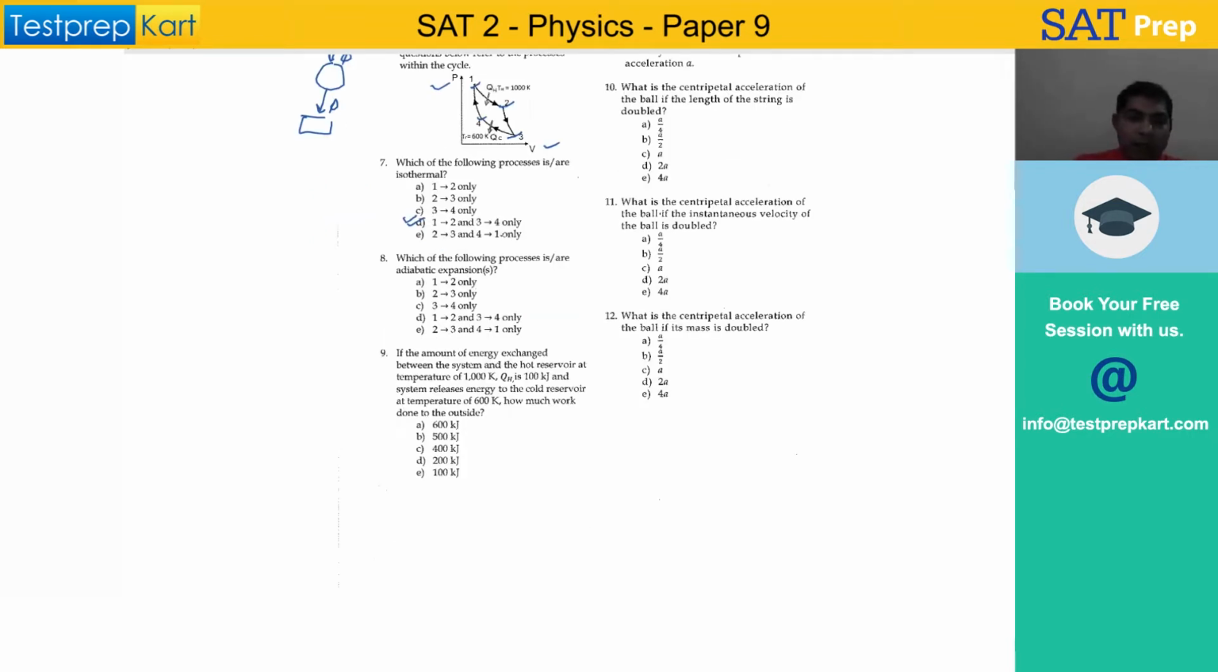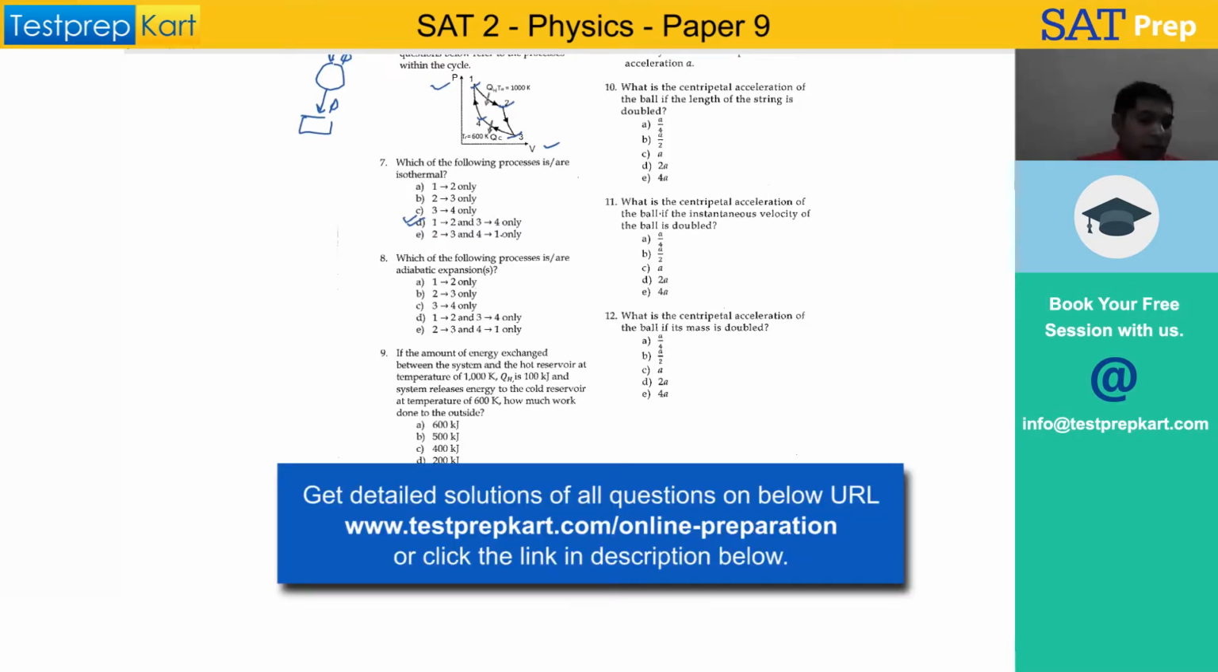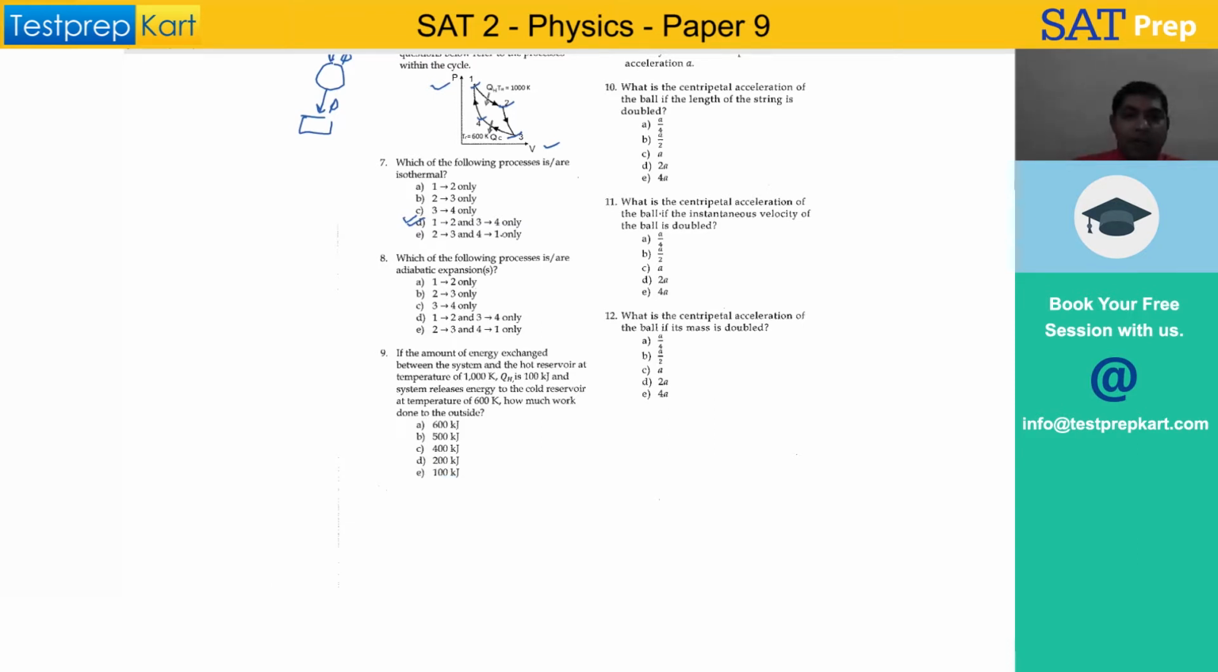Now next is, which of the following processes is adiabatic? In case of an adiabatic process, there will be expansion in volume without any additional external heat. It will be due to the internal energy of the system. The processes 1 to 2 and 3 to 4 are interacting with some external system, so there is exchange of heat. Process 4 to 1, in this case volume is shrinking. So the adiabatic process will be process 2 to 3. So option B will be correct in this case.